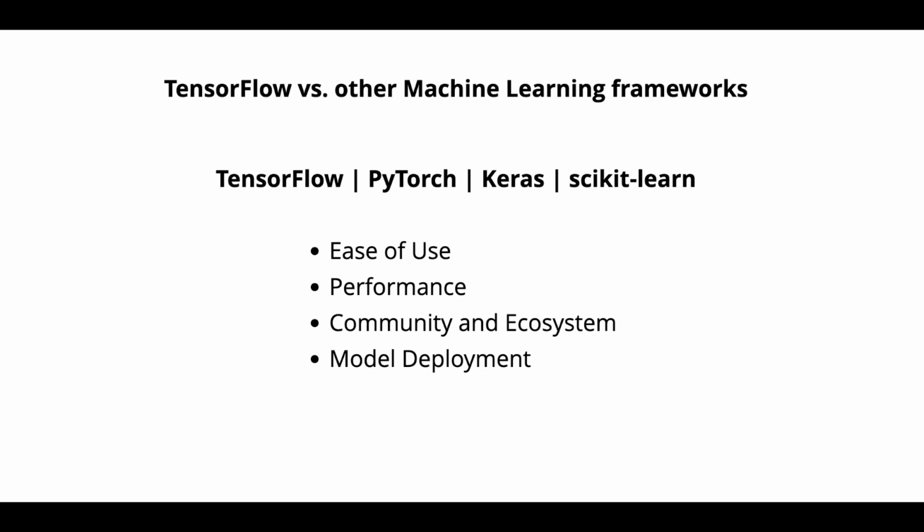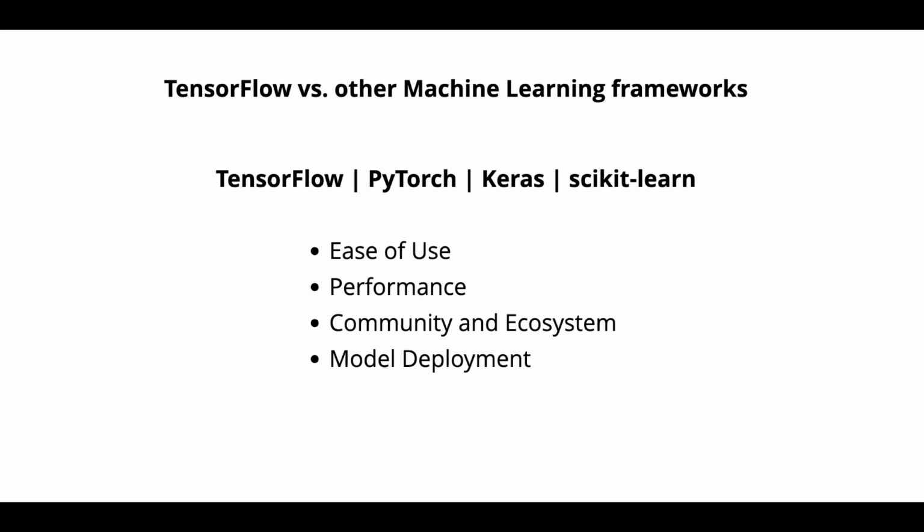Scikit-learn is optimized for traditional machine learning algorithms and may not offer the same level of performance for deep learning tasks as TensorFlow or PyTorch. However, it excels in performance for classical machine learning tasks due to its efficient implementation of algorithms.